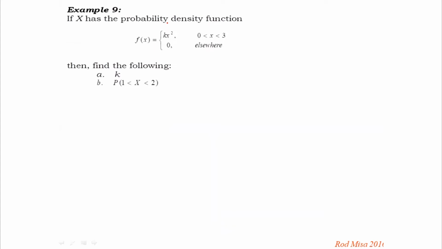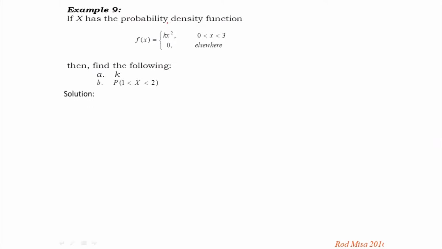Now, let's proceed to our next example here. If the random variable x has the probability density function f of x equal to kx squared, where x is between 0 and 3, and 0 elsewhere, find the following. Letter A, find the value of k in the probability density function. Letter B, find the probability of the random variable x between 1 and 2.